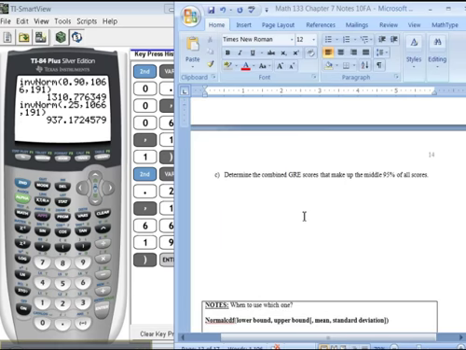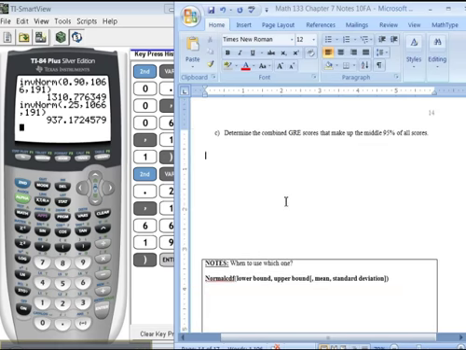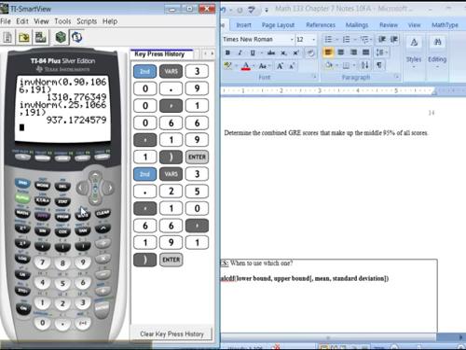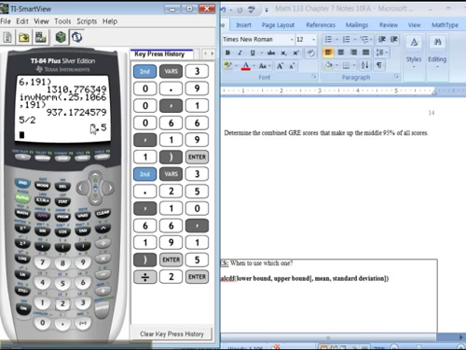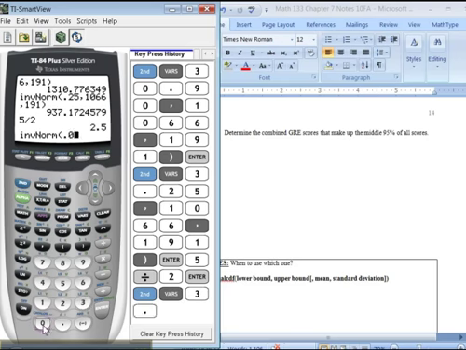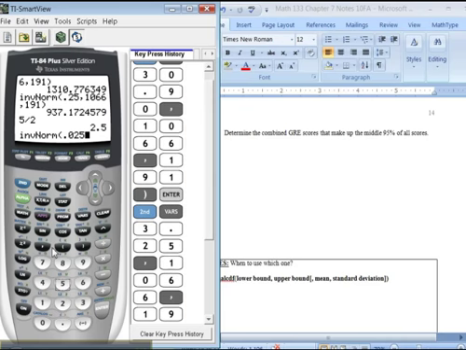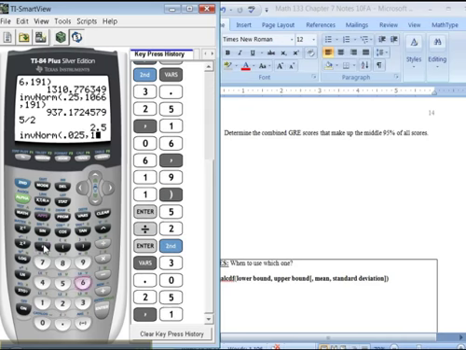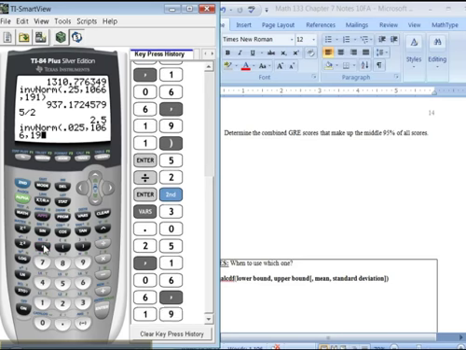Now, what about the middle 95%? If the middle is 95%, it's symmetric, which means that 5% is left over for the two tails. So that means 2.5%, which is half of 5%. Let me show you: 5 divided by 2, enter. It's 2.5%. So what we're going to do is second distribution, inverse norm, 0.025. You're making it a decimal, comma, 1066, comma 191, close parentheses, enter.